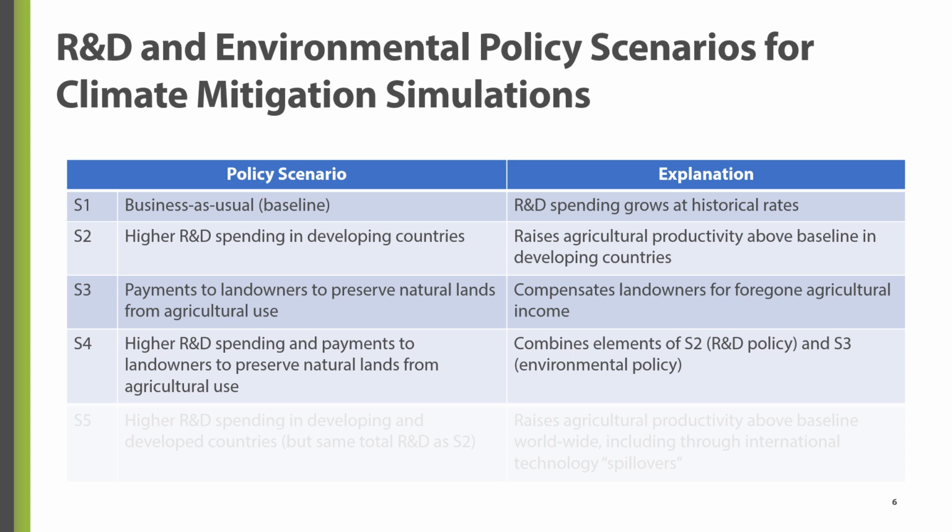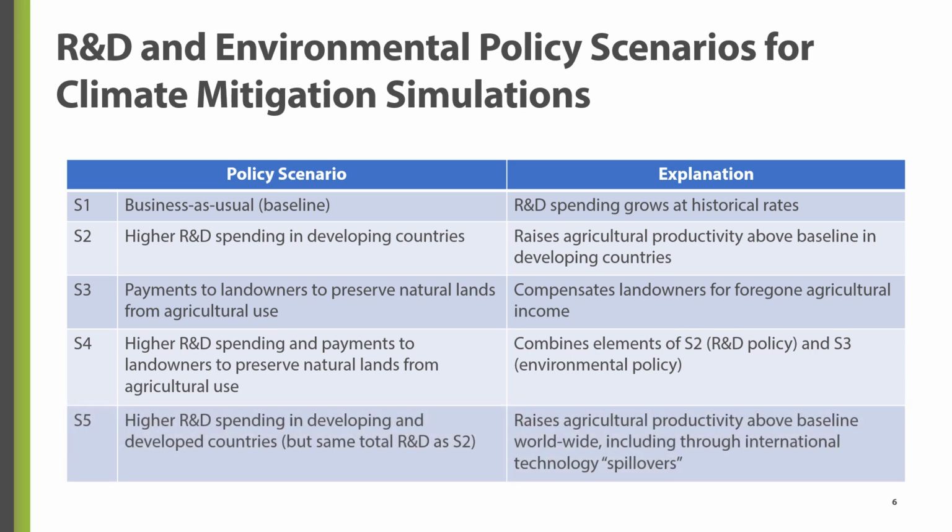Scenario 4 combines more R&D spending in developing countries with environmental policies to preserve the most carbon-rich lands from agricultural uses. Scenario 5 shifts some of the increase in R&D spending from developing to developed countries, taking advantage of the higher returns to R&D spending in developed countries, as indicated by econometric estimates of R&D elasticities, especially since R&D in developed countries has been shown to generate more international knowledge and technology spillovers.